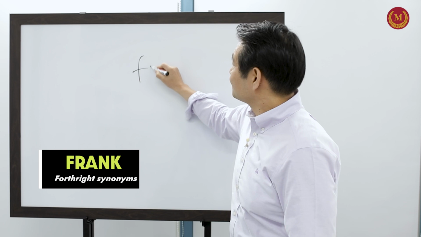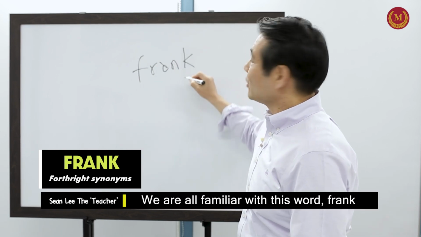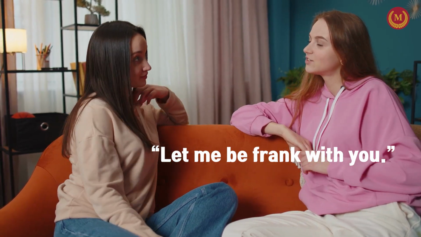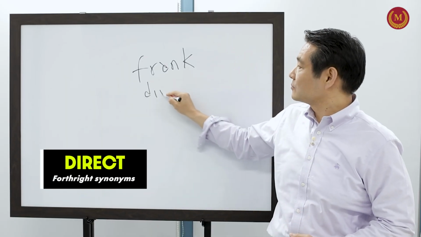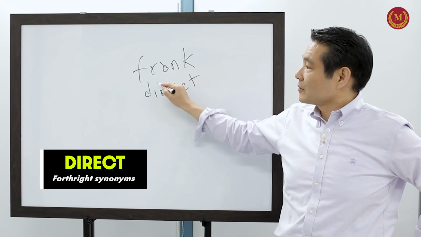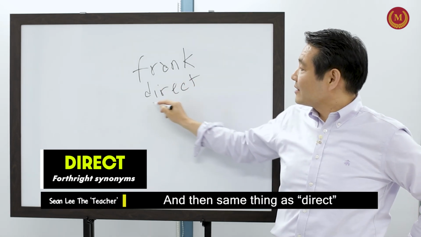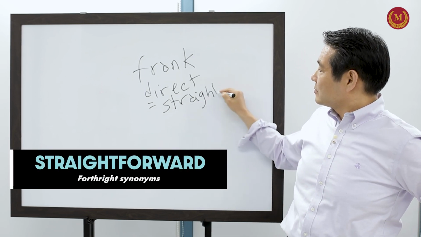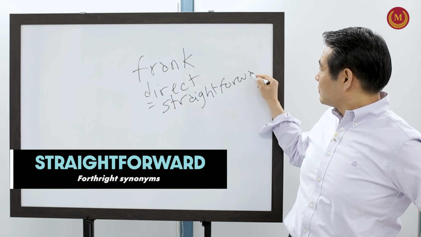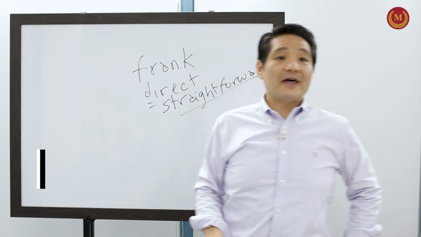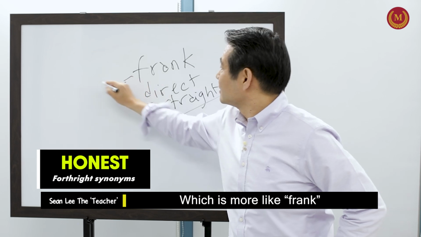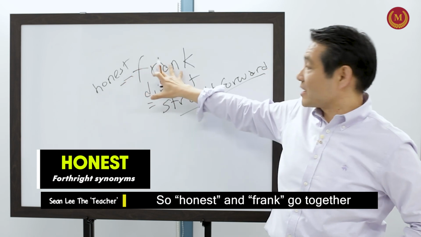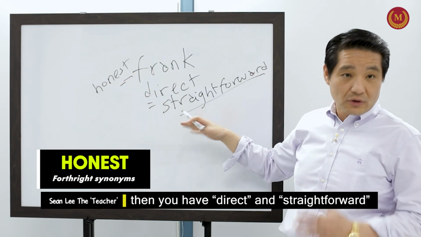So similar words, this is what we have. First, we have frank. We're all familiar with this word, right? Frank. When people say, let me be frank with you, that's frank. And then you have direct. Direct, you're direct, right? And then same thing as direct, you have straightforward. Straightforward. And then you have honest, which is more like frank, right? So honest and frank go together, then you have direct and straightforward go together, right?